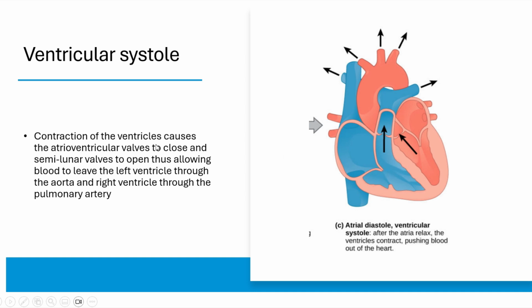That's when you hear that other pump here. That's the contraction of the ventricles, which causes the AV valves to close and the semilunar valves to open. That allows blood to leave the left ventricle through the aorta and the right ventricle through the pulmonary artery. So the ventricles contract, pushing blood out through the aorta to the rest of the body.